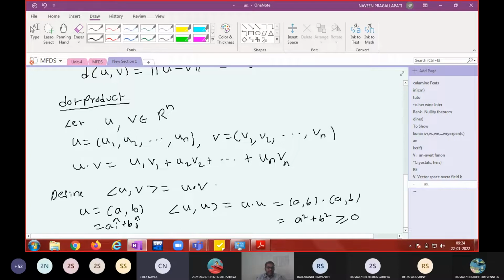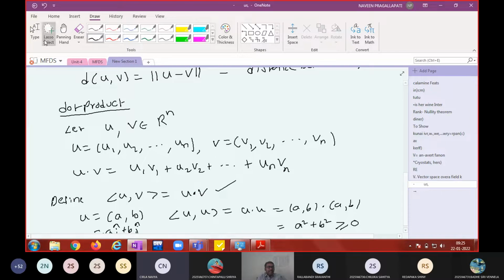Okay, if you are defining the inner product like this, then this induces an inner product space. So this is one way of defining the inner product through the dot product. But not necessarily is every inner product a dot product. Okay, so this is one way of defining the inner product between two vectors.